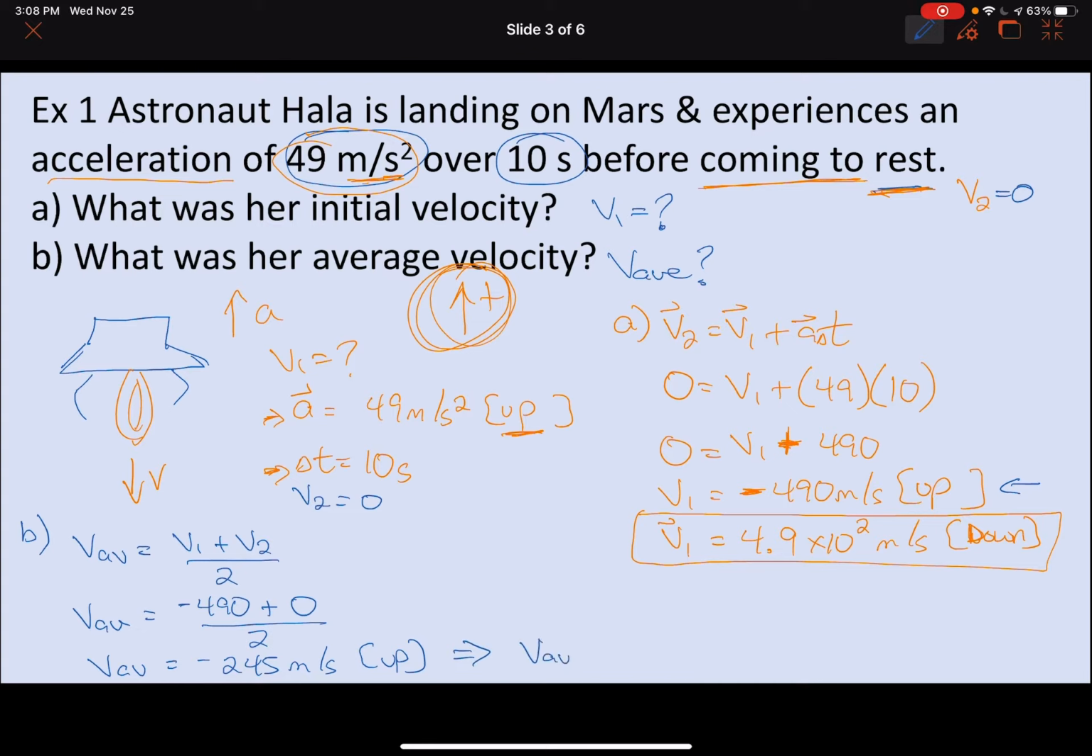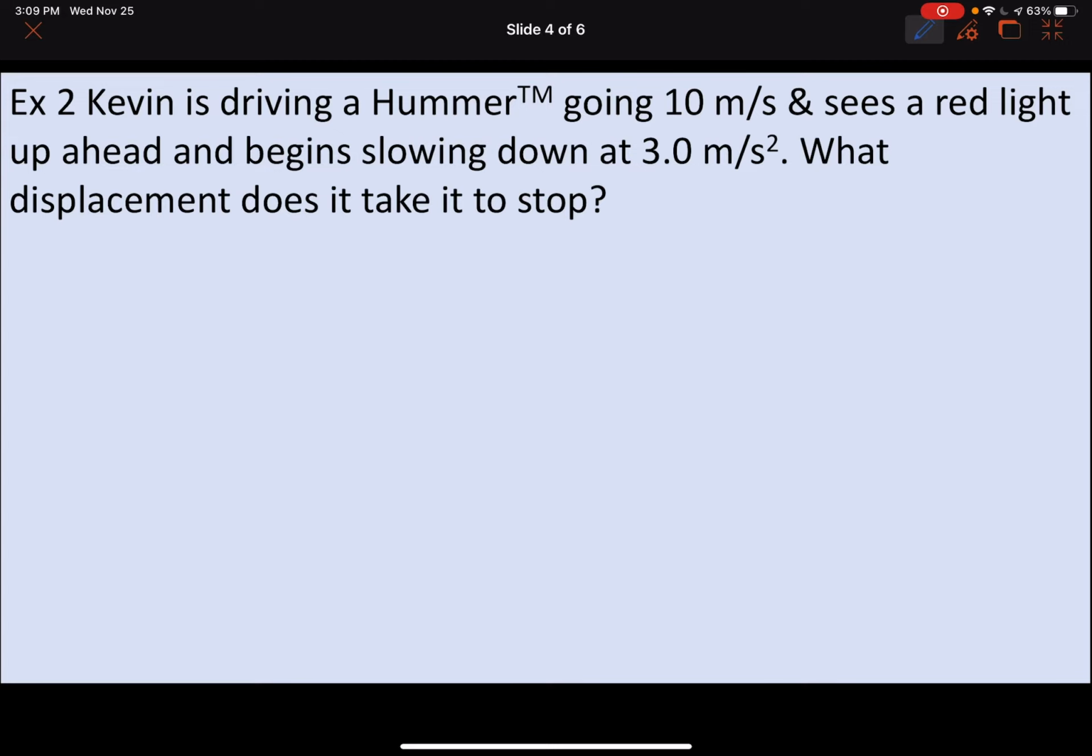Therefore, what we could say is V average is approximately, I guess that would be 2.5 if we round for sig digs, 2.5 times 10 to the 2 meters per second. And again, don't forget, negative up, positive down. And we can stick our vector sign on there now. There's our average velocity, about 250 meters per second down.